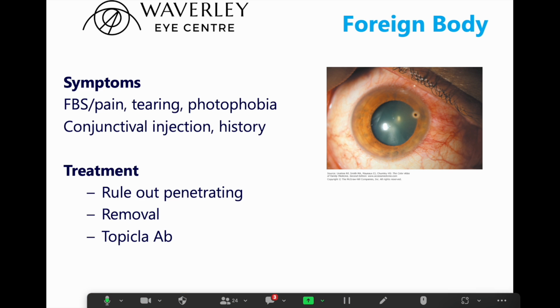So symptoms are coming in. Foreign body sensation, it kind of makes sense. Some people may have pain; everyone has a different tolerance of pain. Tearing, photophobia from the inflammation of the conjunctiva. They'll have a sectoral conjunctival injection, and obviously they could have some type of history going on.